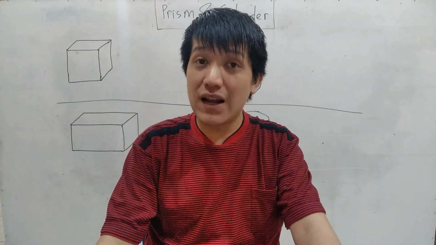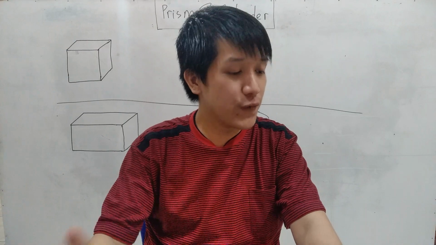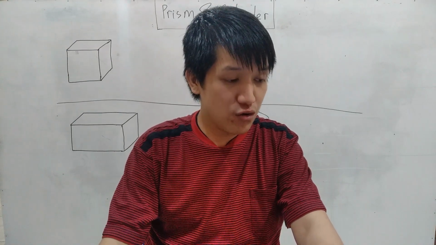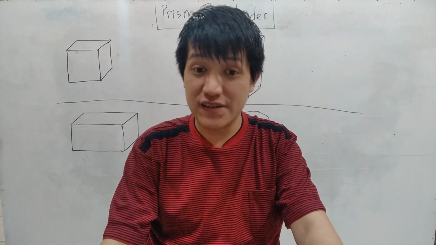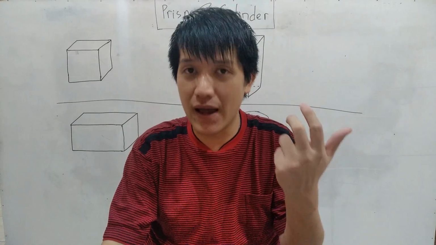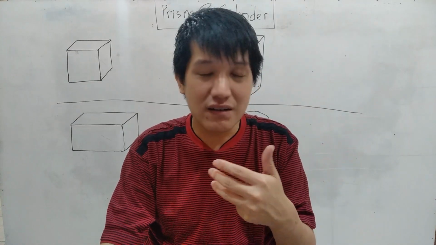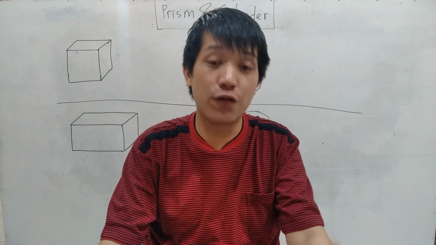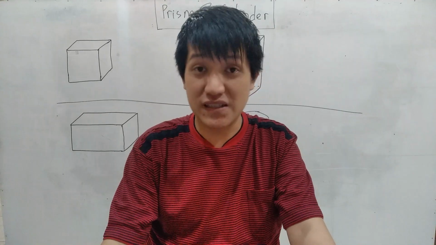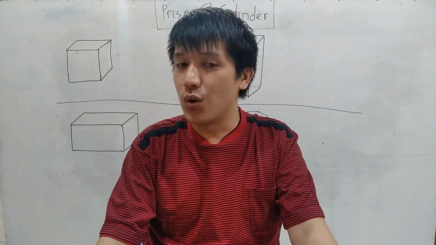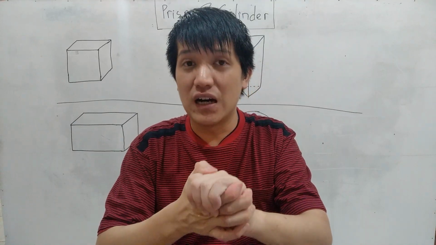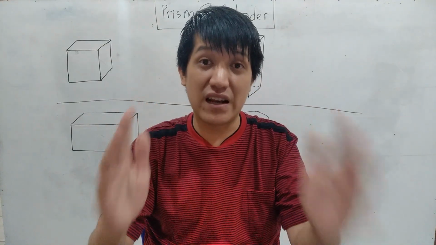By the end of the lesson, you should be able to convert between centimeter cube and meter cube. And then you should be able to find the volume and surface area of cubes, cuboids, prism, and cylinder. And then the final one is you will be able to solve problems involving the volume and surface area of composite solids.